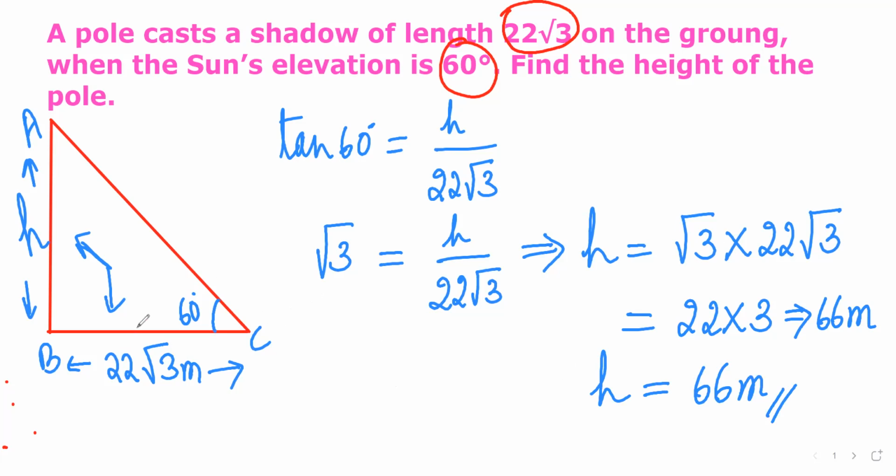Hope it is clear. Many of the students have the doubt, why do we have to take tan theta? Why tan 60 here? Because it's all about opposite by base. We have to find the opposite, and the base is 22√3. So tan 60 equals opposite by base, where the opposite is height h and the base is 22√3. All right, we'll move to the next question.